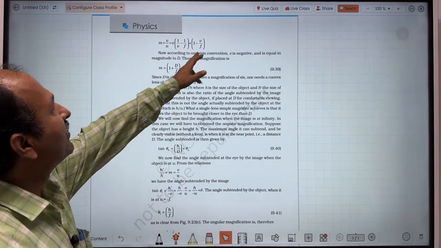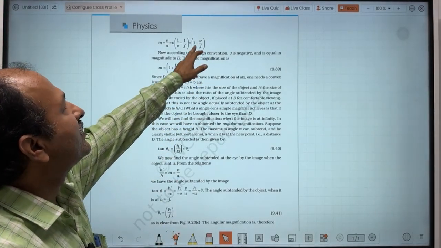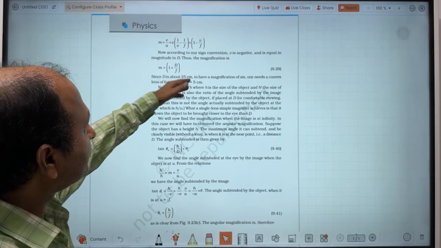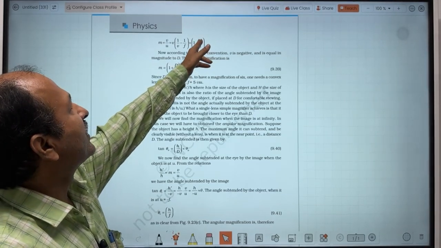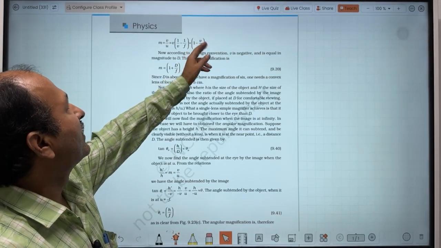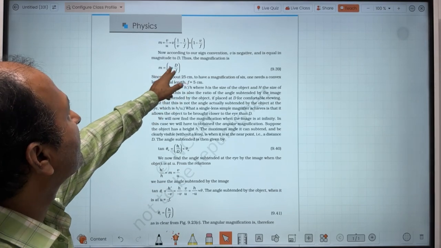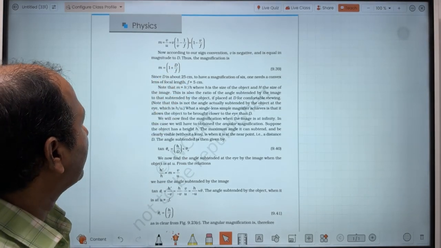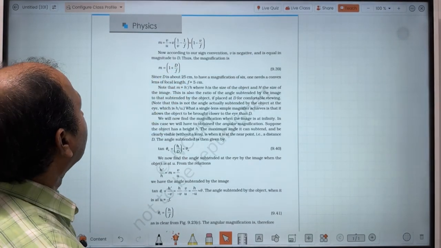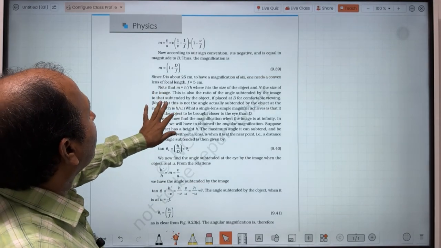Now the final image is formed at the least distance of distinct vision, and it is to the left. So we can write in place of v, minus d. Minus minus will become plus. So magnification will be 1 plus d upon f, right?